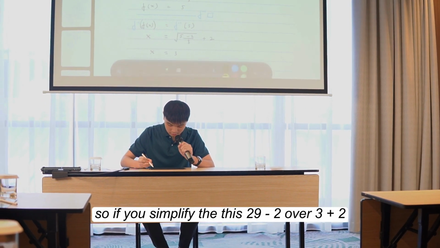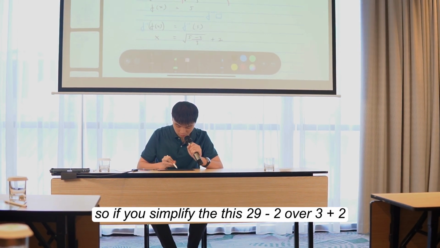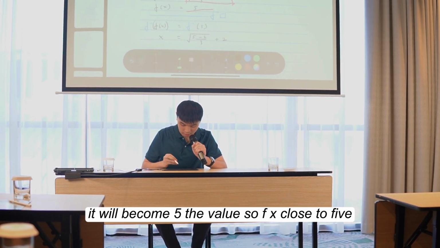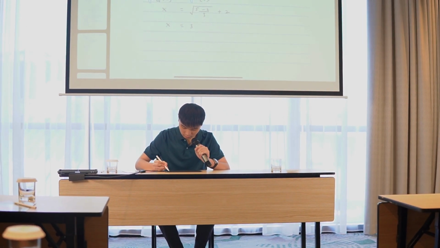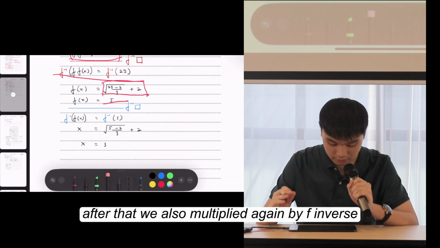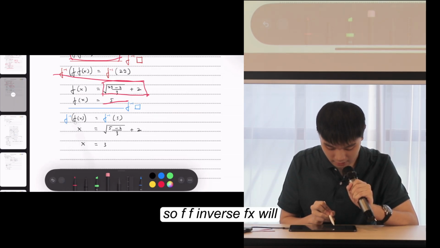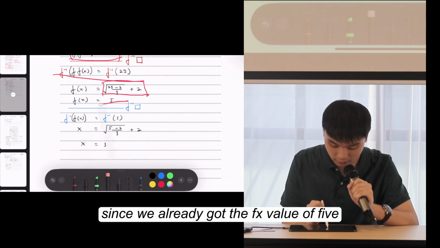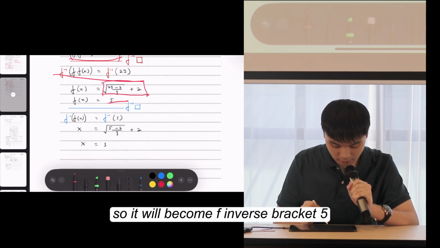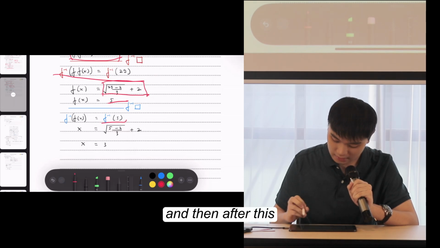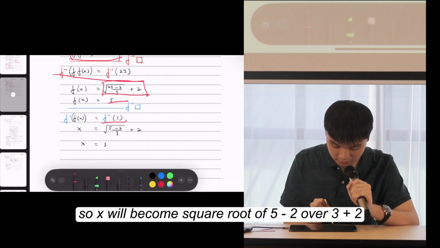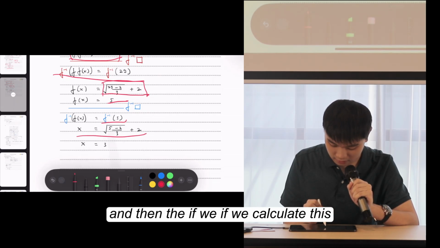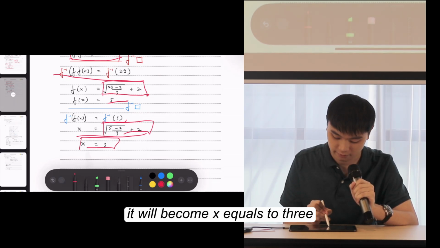So if we simplify this, 29 negative 2 over 3 plus 2, it will become 5, so f(x) equals 5. After that, we also multiply it again by f inverse. So f inverse f(x), since we already got the f(x) value of 5, will become f inverse of 5. And then after this, it's just simply putting the value. So x will become square root of 5 minus 2 over 3 plus 2. And if we calculate this, x equals 3.